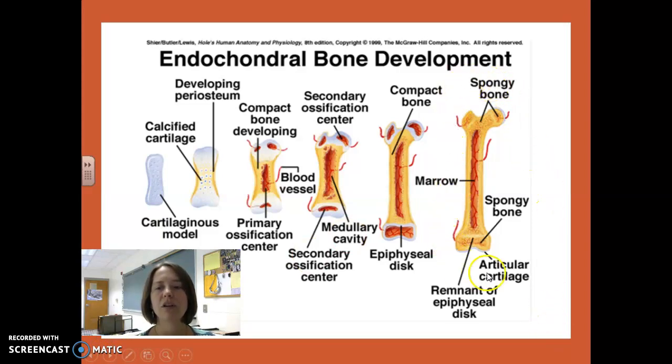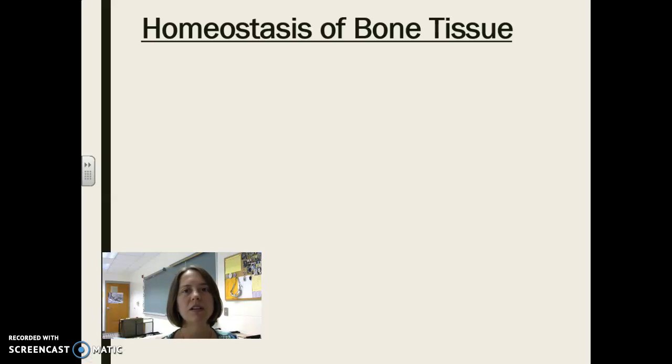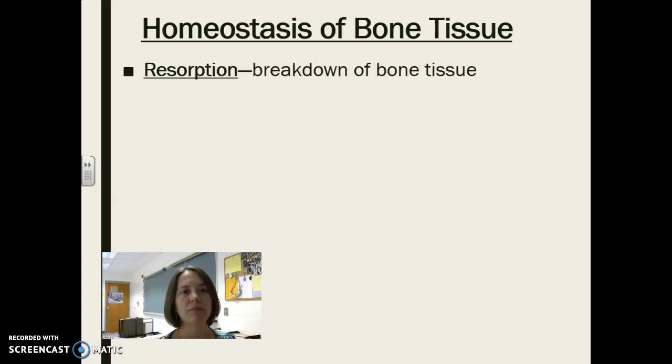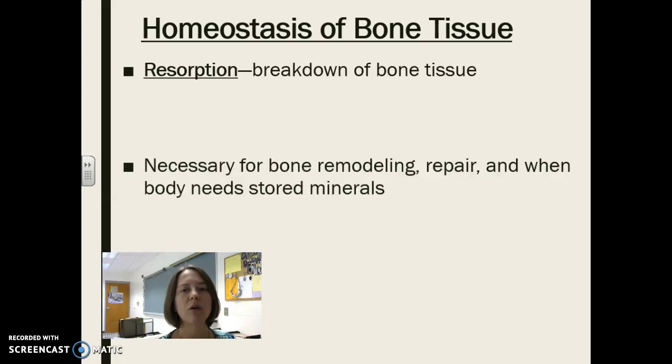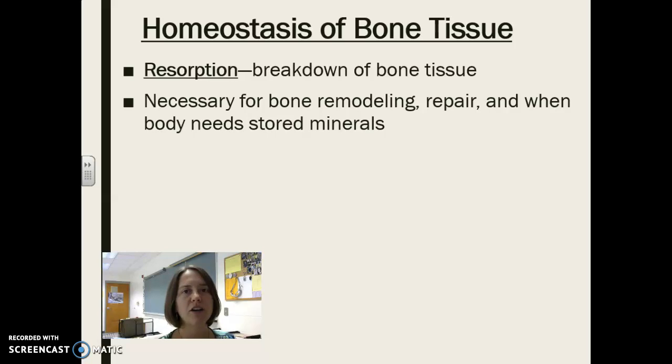So this is an example of a long bone, and it has compact bone, and the marrow, the yellow marrow, is found in the medullary cavity, and then spongy bone is found at the epiphysis, and then is covered with articular cartilage. We're going to talk about a very important topic, the homeostasis of bone tissue. And as you know, homeostasis in your body is supremely important. So one process is resorption, which is the breakdown of bone tissue. You may be wondering why your body would ever want to break down bone tissue.